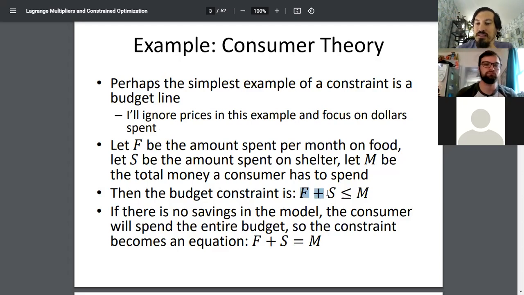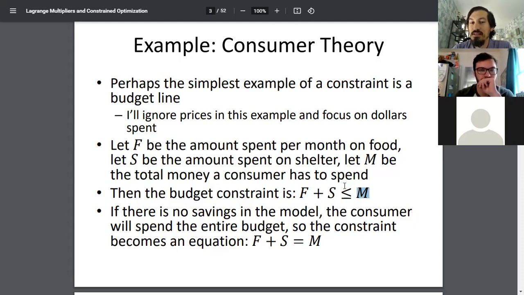And the constraint in this case would be F plus S is less than or equal to M, where M is the total amount of money you have, and you can spend it either on food or shelter, but you can't spend more on food and shelter than you have. We're assuming you can't. There are such things as credit cards. You could borrow money, but you couldn't borrow money every single month, right?